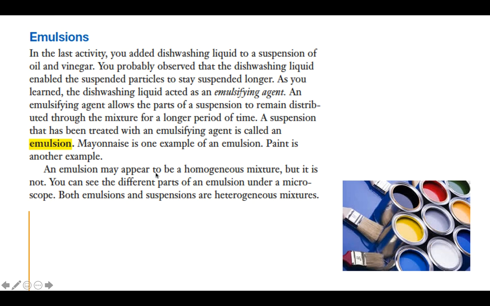Paint is another example. An emulsion may appear to be a homogeneous mixture, but it is not. You can see the different parts of an emulsion under the microscope. Both emulsions and suspensions are heterogeneous mixtures.